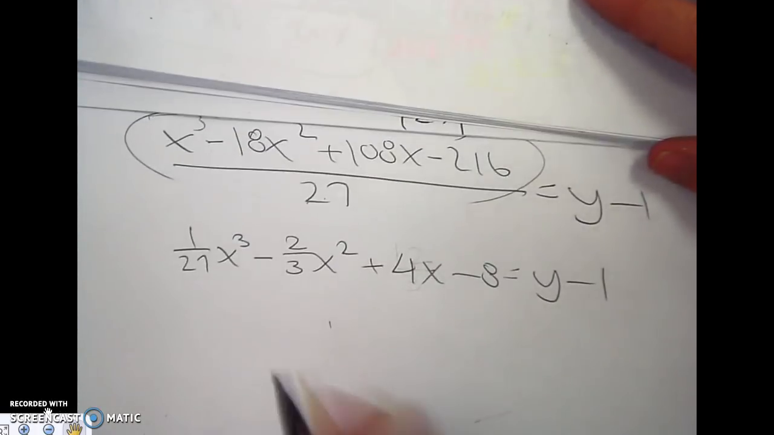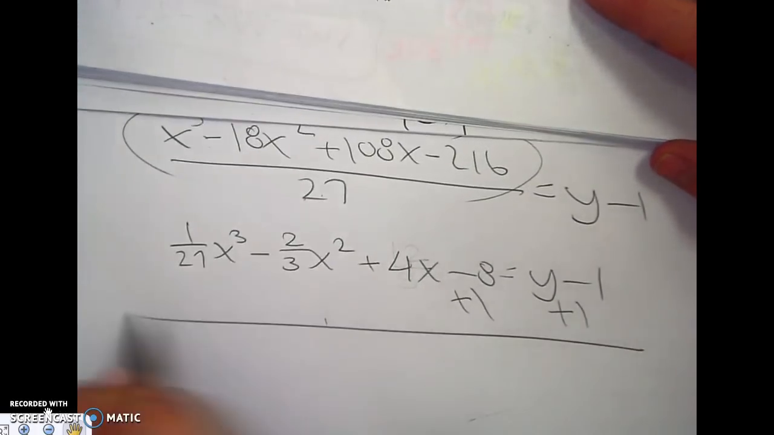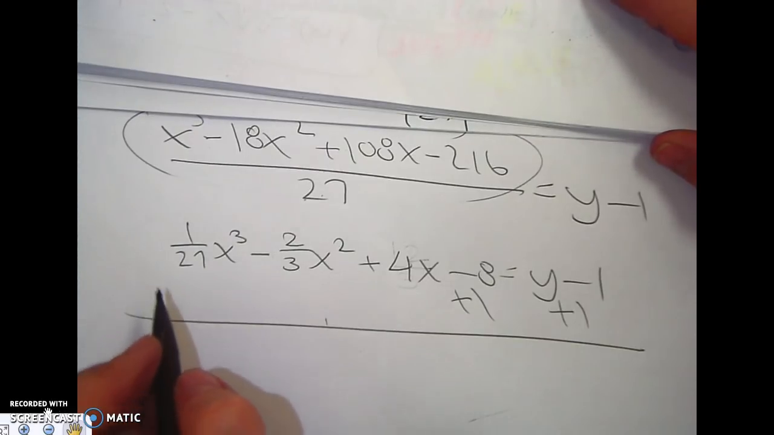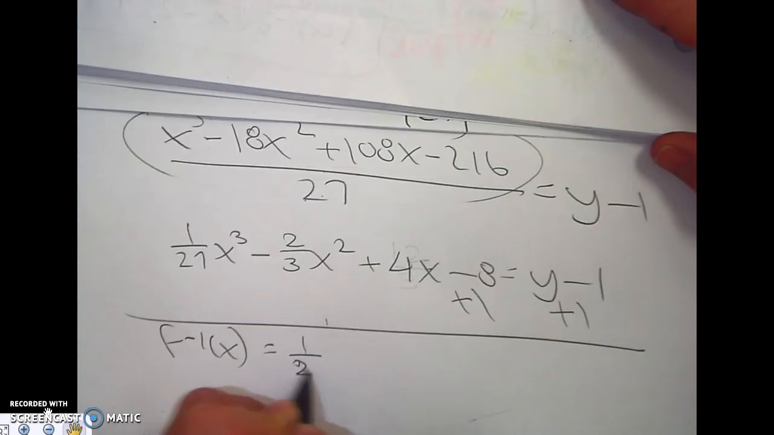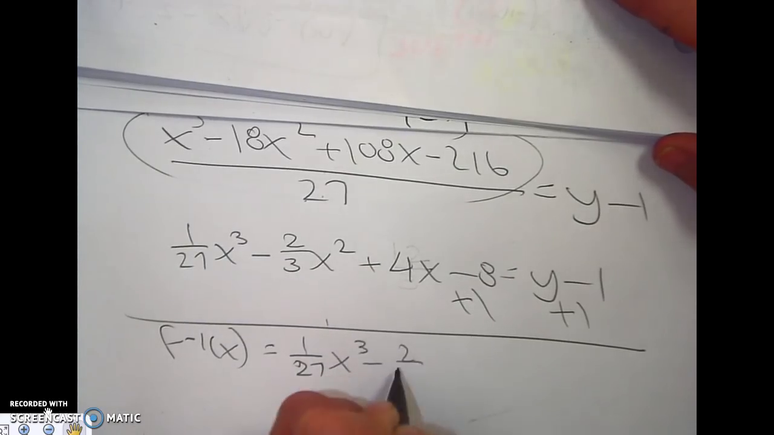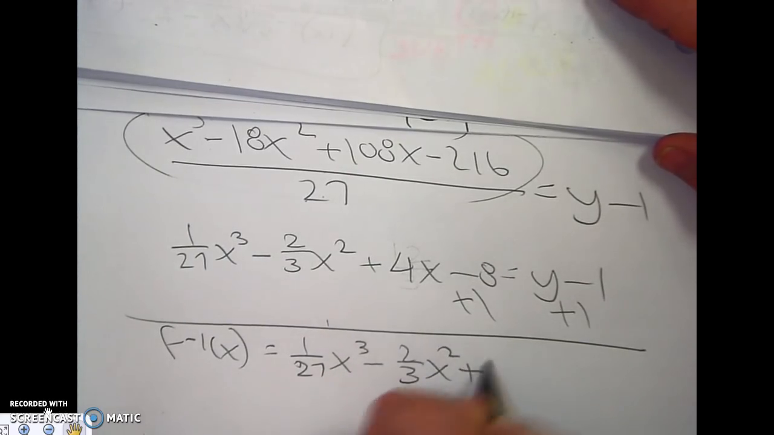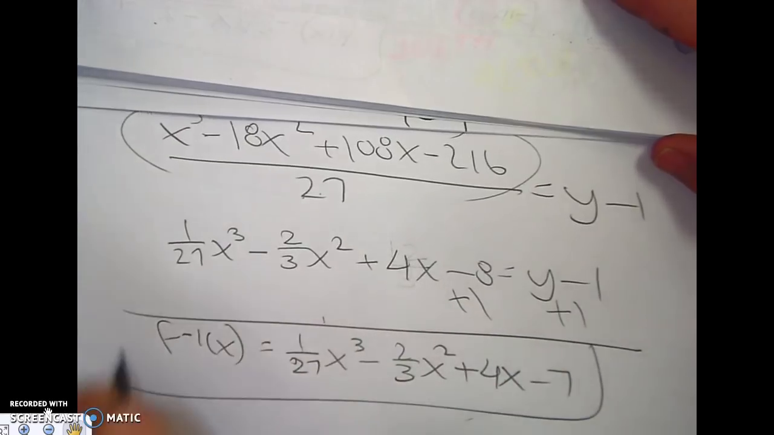Move this up a little bit. Add 1. And I end up with, since it started as f of x, it's f inverse equals 1 over 27 x cubed minus 2/3 x squared plus 4x minus 7.